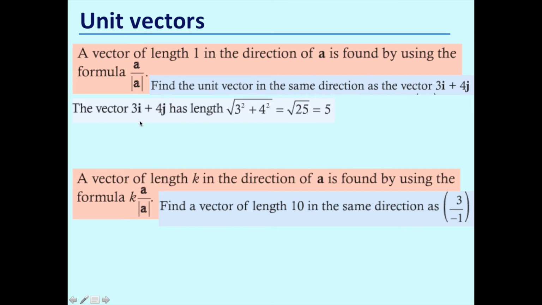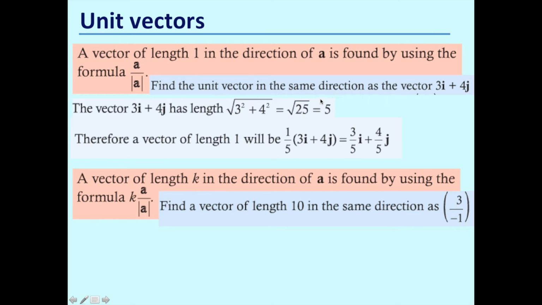So we're going to take our vector and divide it by 5. If we do that, we'll end up with a vector which is not length 5, but which is in fact length 1. So the vector will be a fifth of this vector, and we can multiply that out to give us 3/5 i plus 4/5 j.